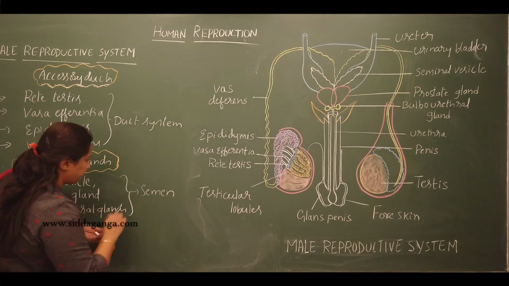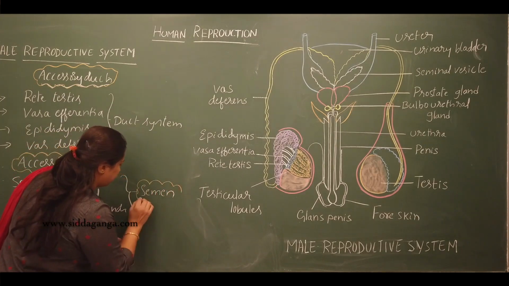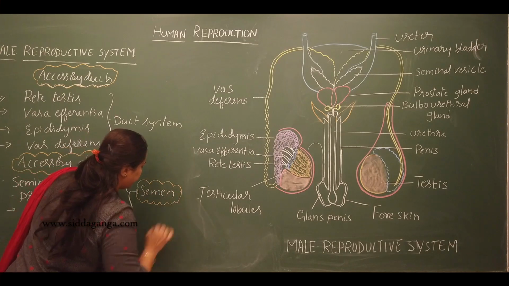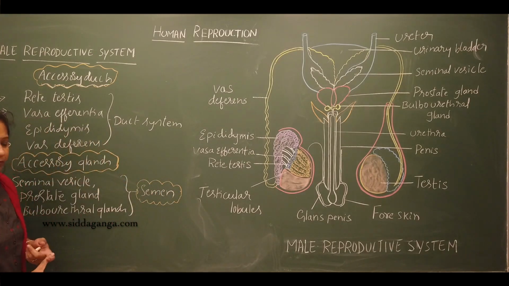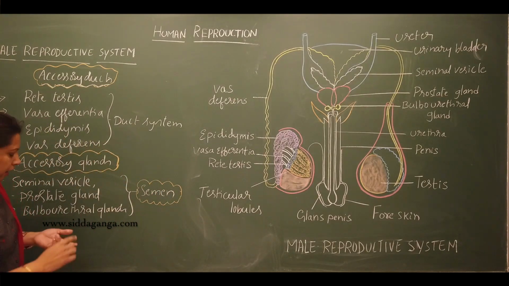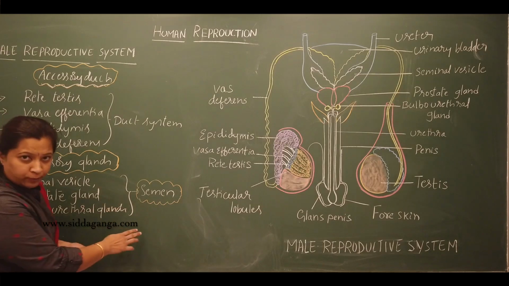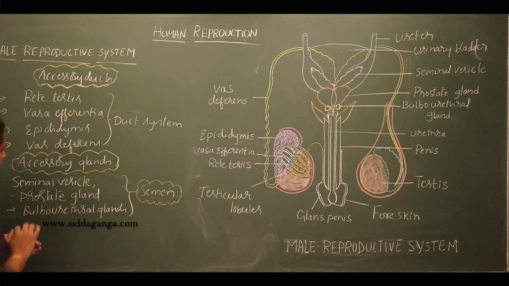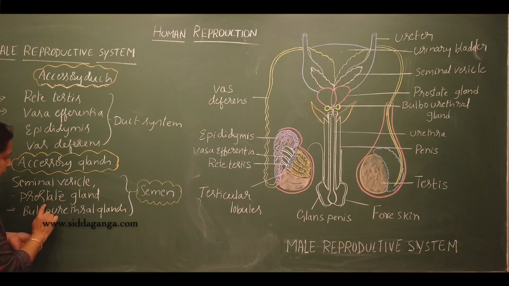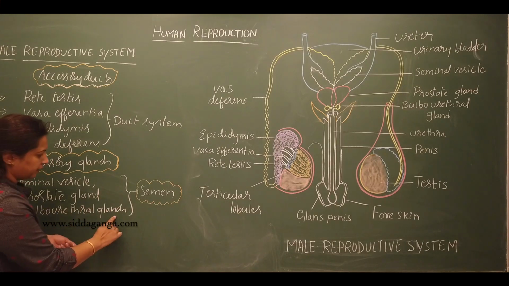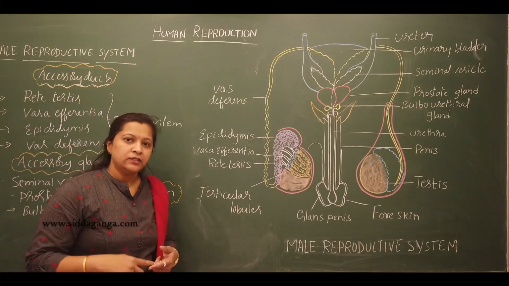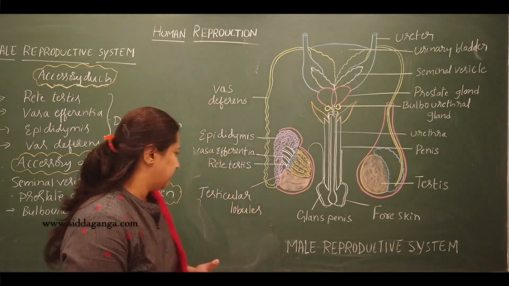The semen is a medium for the transport of sperms. It provides nutrition to the sperms, increases the motility, and also helps in lubrication. So these are the accessory glands. They include a pair of seminal vesicles, a single prostate gland, and a pair of bulbourethral glands. The bulbourethral glands are also called Cowper's glands.